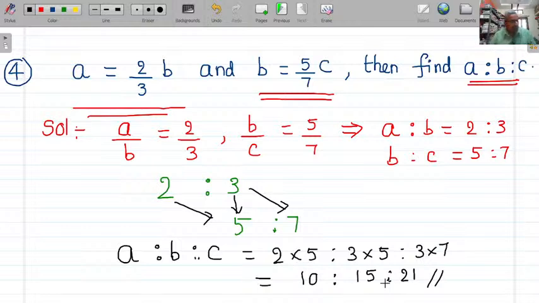Now shall I give one more question? Will you try? Okay. Am I audible to you? Yes or no? You need to chat. So let us move to the fifth question.